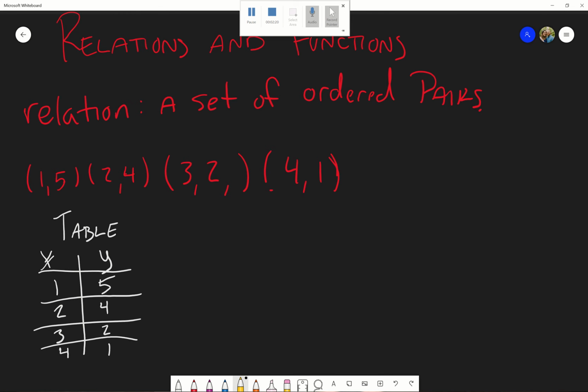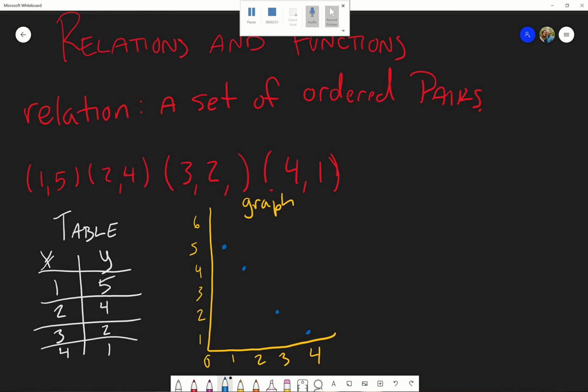Another way that I could show my relation, I'm going to do a quick drawing here, would be a graph. And so I would have my x values on the bottom, 0, 1, 2, 3, 4. My y values going up, 1, 2, 3, 4, 5, 6. And I would graph these points. I would put a point right here at 1, 5, at 2, 4, at 3, 2, and at 4, 1. And that would be my graph of this relation. I'm just graphing the ordered pairs like we all know how to do.